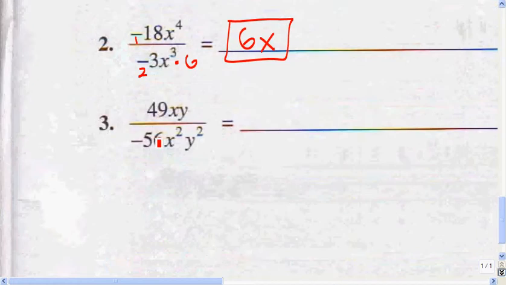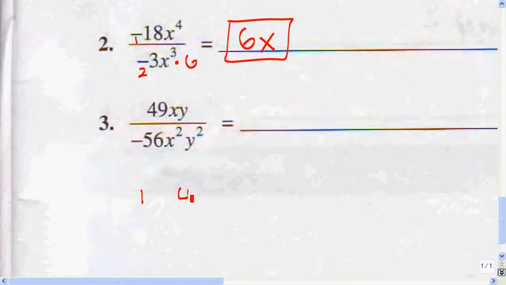Okay. This is a little more complicated. Here you're going to have to reduce this fraction, and you reduce by finding the largest common factor. Well, all the factors of 49 that I know are 1 and 49, and 7 times 7. Okay? Well, let me write it in a line. 1, 7, and 49. Those are the factors of 49.